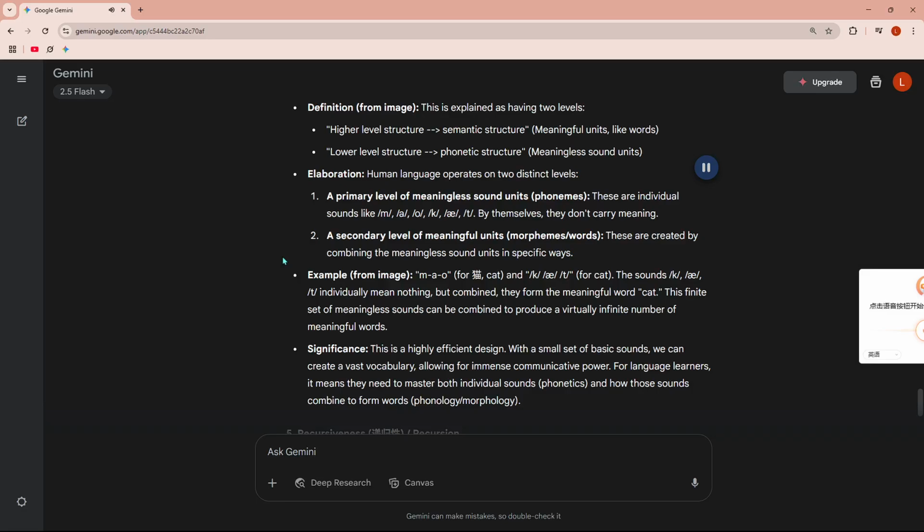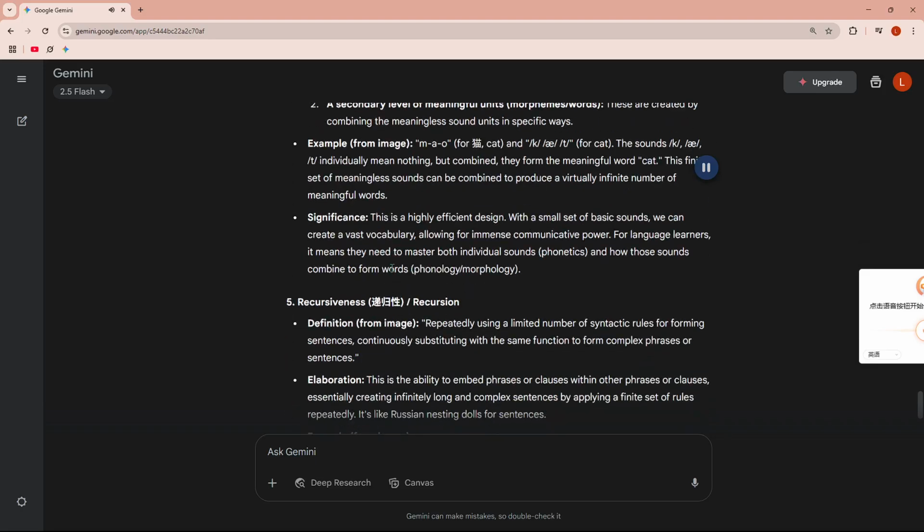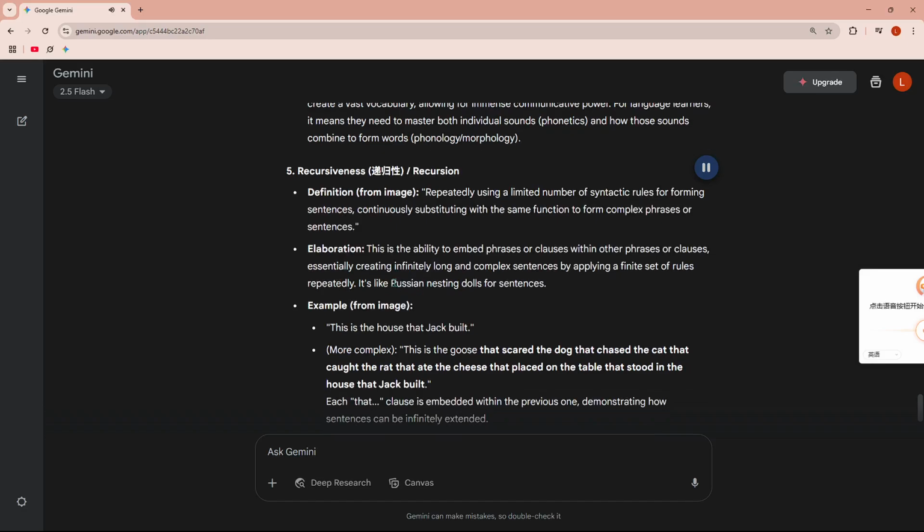This finite set of meaningless sounds can be combined to produce a virtually infinite number of meaningful words. Significance. This is a highly efficient design. With a small set of basic sounds, we can create a vast vocabulary, allowing for immense communicative power. For language learners, it means they need to master both individual sounds, phonetics, and how those sounds combine to form words, phonology, morphology.